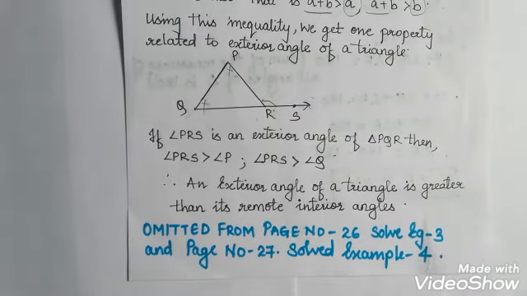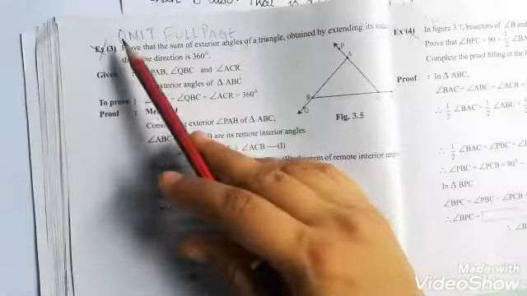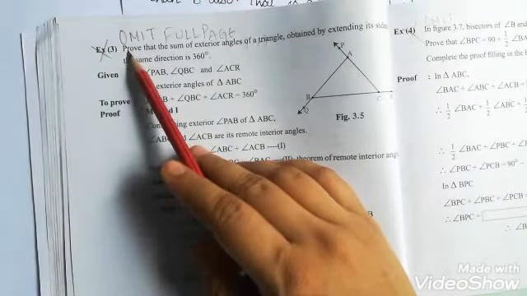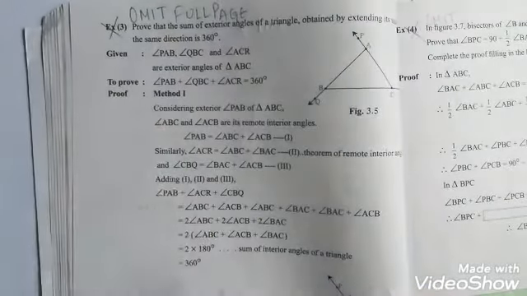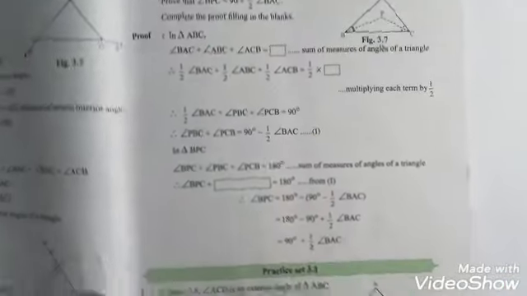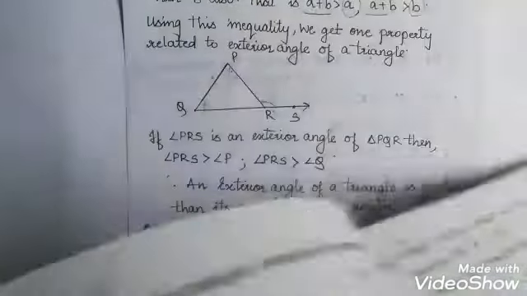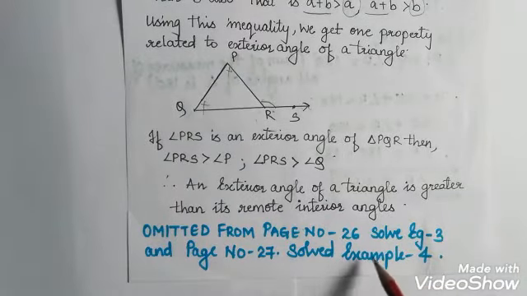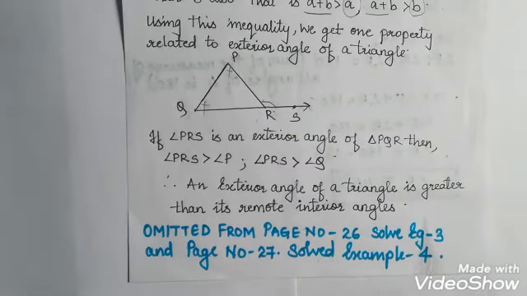Now children, in your textbook page number 26, solved example 3 has been omitted. This full page will be omitted, so just cancel that full page. And now go to page number 27 also. Solved example 4 is also omitted, so you have to cancel this question. So from page number 26, solved example 3 is omitted, and from page 27, solved example 4 is omitted.